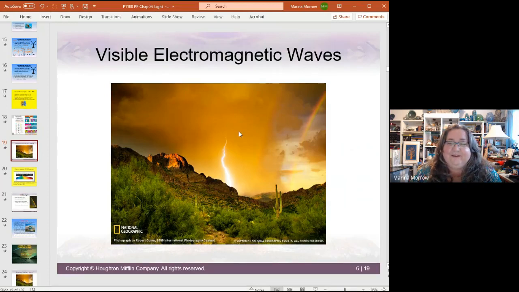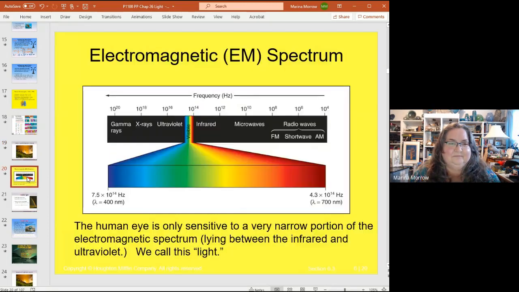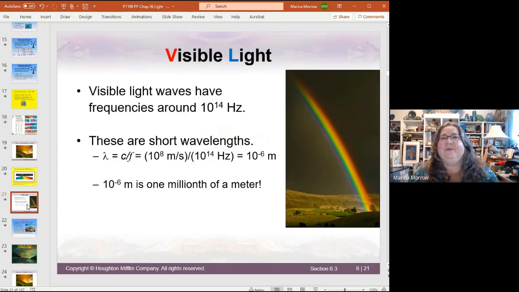And this is a great picture because you've got lots of stuff going on. You've got a rainbow, you've got lightning, and you've got just plain sunlight. So you've got different aspects of light going on here. Again, the human eye is only sensitive to a small portion of the spectrum, and that's the only part you're really supposed to call light. These are short wavelengths. You can fit about 10 million across your pupil. So if you look at a light wave, the wavelength would be about a millionth of a meter.